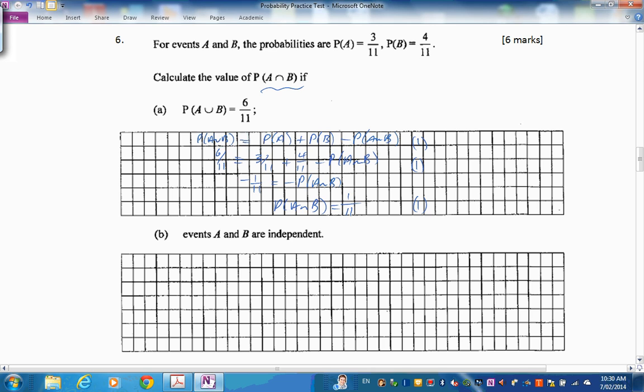Find the value of A intersection B if events A and B are independent. Now that's a different rule. If they are independent, then we know you don't have to adjust anything, and it's just probability of A times probability of B. Okay, so that's 3/11 times 4/11, which is 12 over 121.